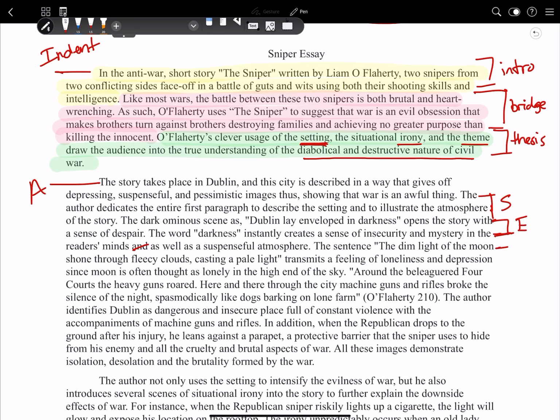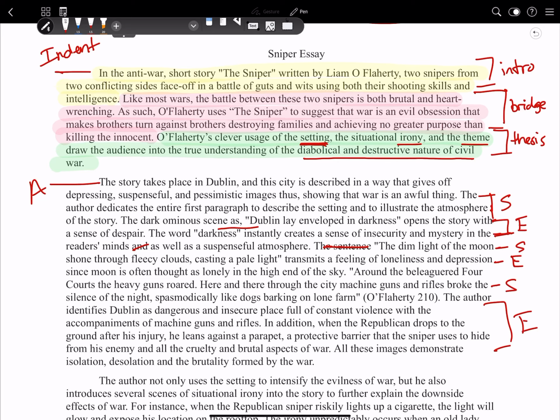The sentence, which like I said, that's not the greatest. This one up here is really well done, but not that one. The sentence, the dim light of the moon shone through fleecy clouds, casting a pale light, transmits a feeling of loneliness and depression, since the moon is often thought as lonely in the high end of the sky. All right, so once again, we have an explanation. Around the beleaguered four courts, the heavy guns roared. Here and there through the city, machine guns and rifles broke the silence of the night. So she has more support. And then the last thing, she has more explanation.